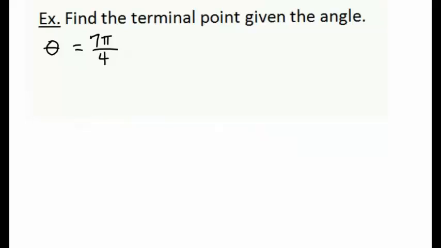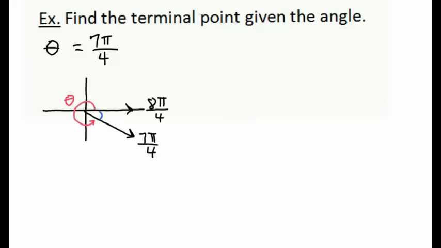In our last example, I want to show you the use of reference angles. What we're going to do is try to find the terminal point of the angle 7 pi by 4 radians. Remember that we've talked about this example already. If we think of 2 pi as 8 pi by 4 radians, then 7 pi by 4 radians is going to be almost a full circle. It's going to stop just short of 8 pi by 4 radians. And our reference angle, shown in blue here, is pi by 4 radians.